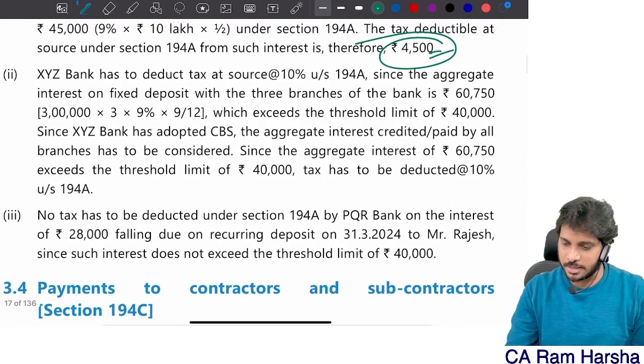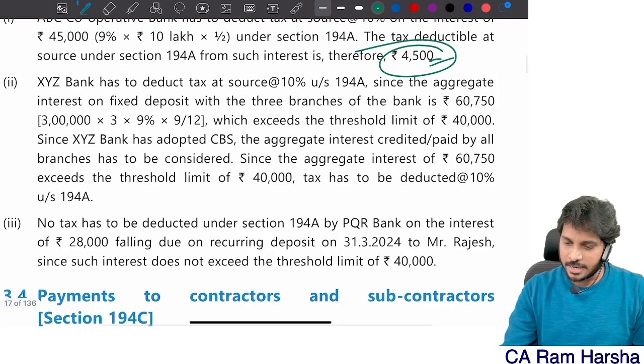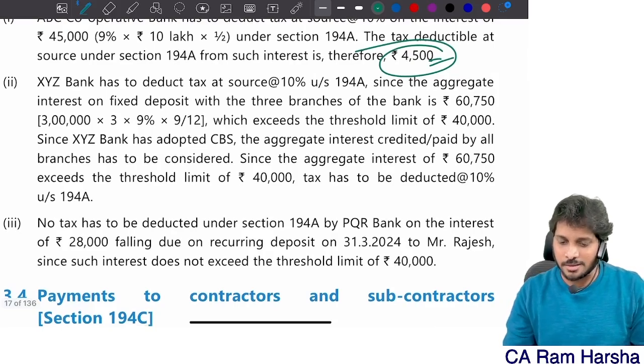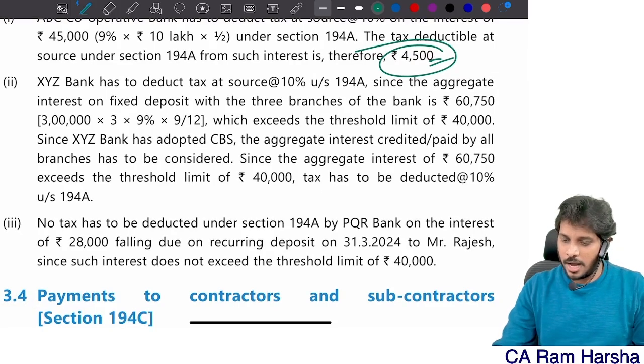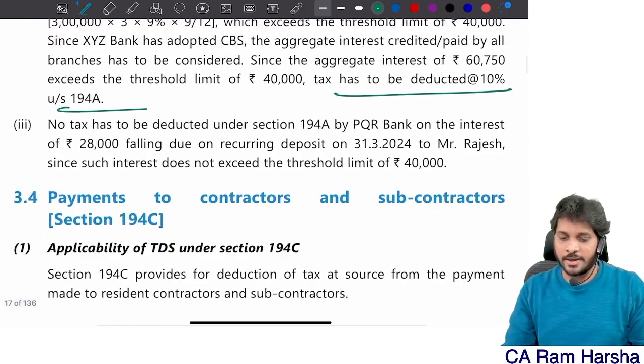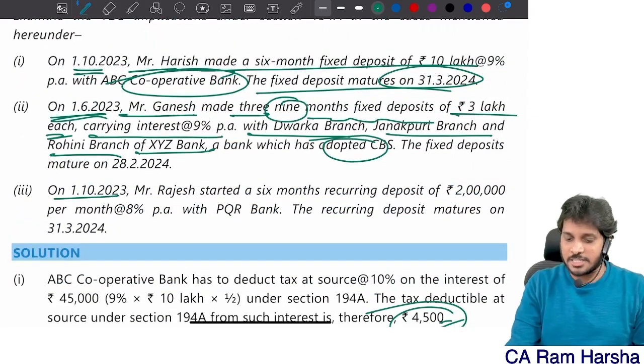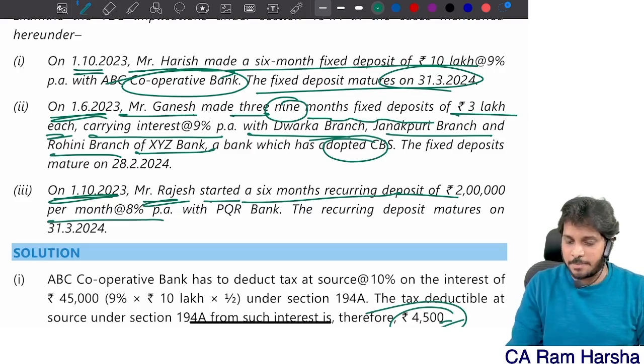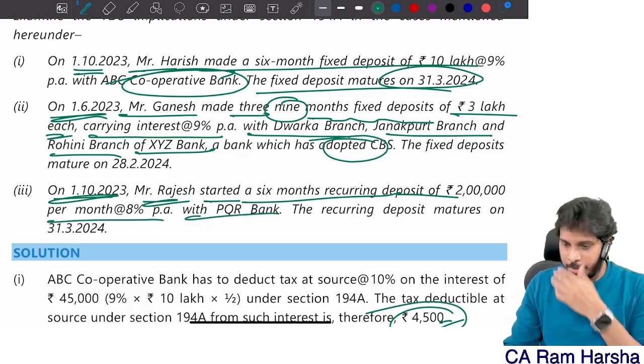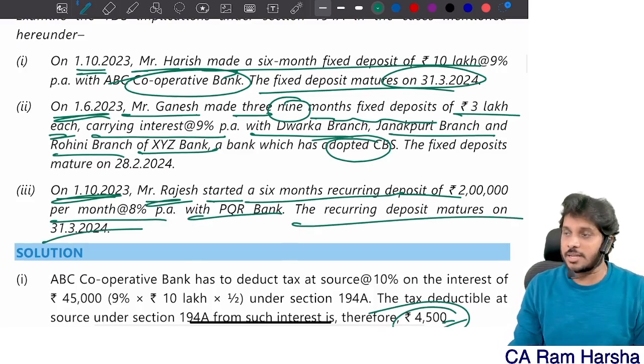Where is the amount here? The 6,075, where is it mentioned? Second line, they didn't mention that amount, I think. They have to deduct 10%. Correct. Okay. Then recurring: on 1st October, Mr. Rajesh started a 6 months recurring deposit of 2 lakhs per month, 8% per annum, with Peak Year Bank. The recurring deposit matures on 31st March.